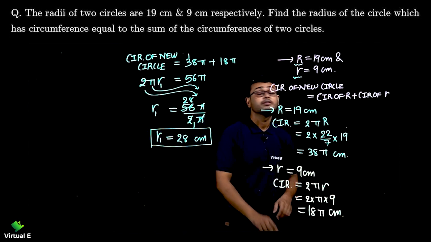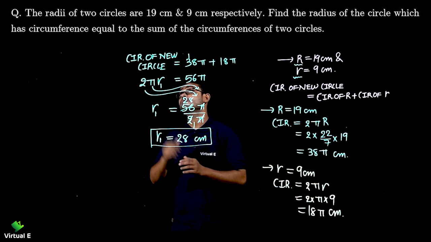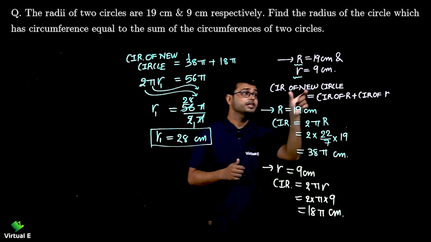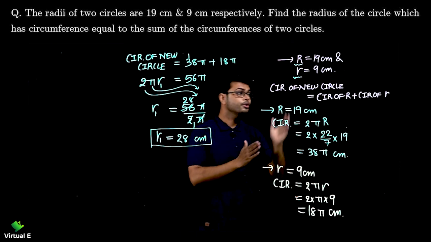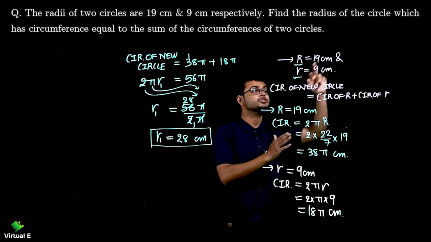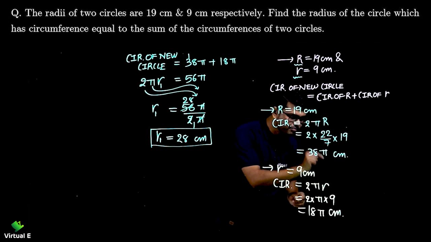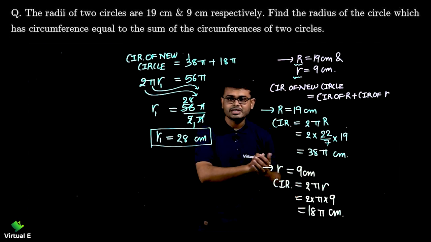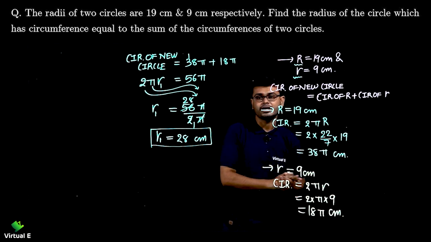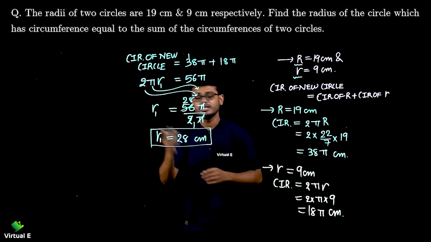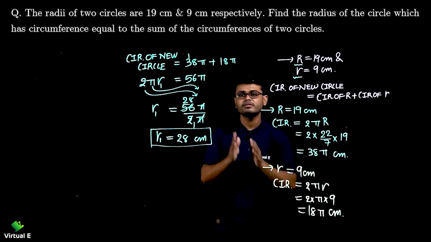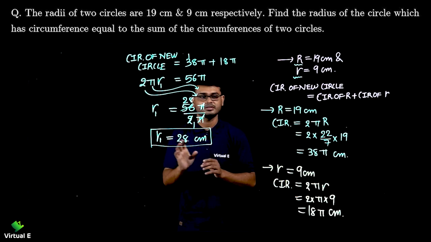Let's learn what we did. First of all, understand the condition which is given there, right? Circumference of the new circle is equal to the total circumference of these two circles. So we found the circumference for each of them in terms of pi. Remember, I had written 22 by 7, but then I converted into pi because it is easy for cancellation. Otherwise you will get a fraction and it's difficult to get the final answer, right?